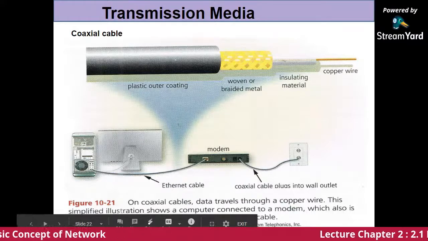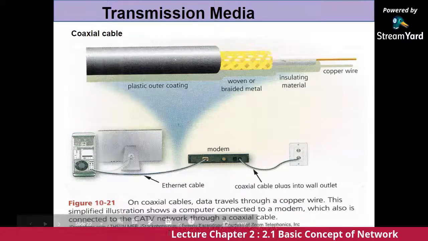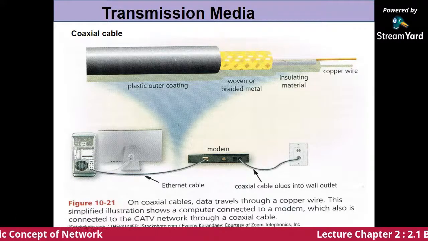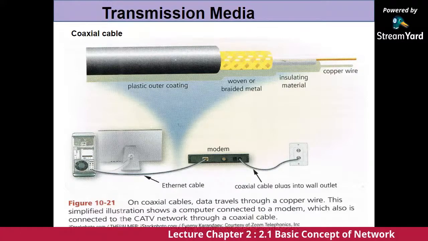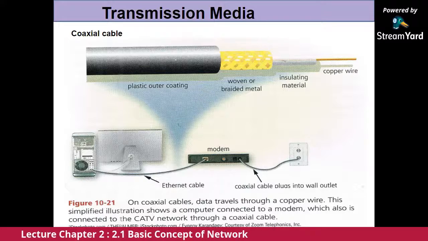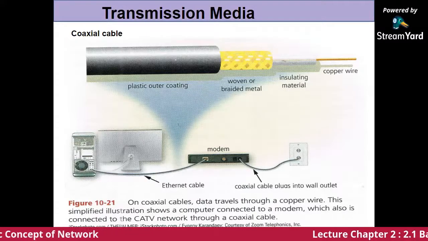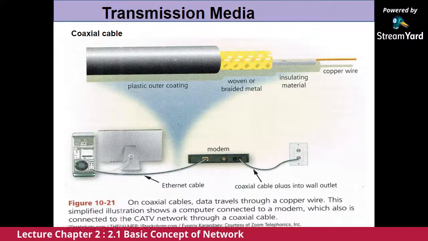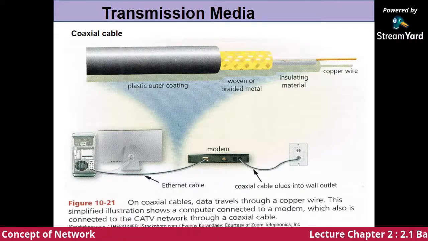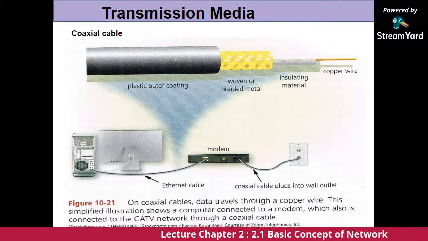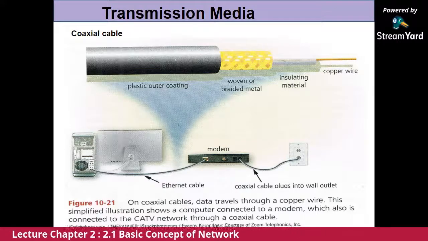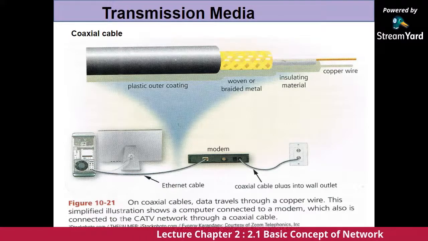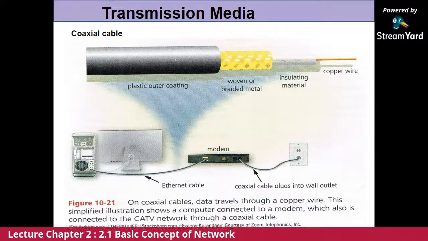Okay, the second example of transmission media for wired is coaxial cable. Do you want to see what this coaxial cable looks like? Look at it carefully. I will explain to you. On coaxial cable, data travel through a copper wire. As you can see, copper wire is a thin wire in the middle of the cable. Cable TV network wiring often uses coaxial cable because it can be cabled over longer distances than twisted pair cable. Coaxial cable is also connected from the computer to the modem.